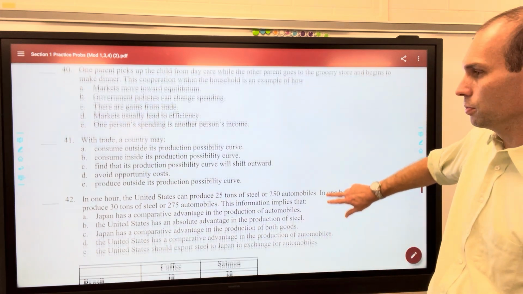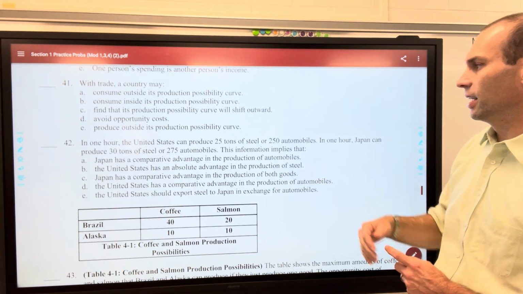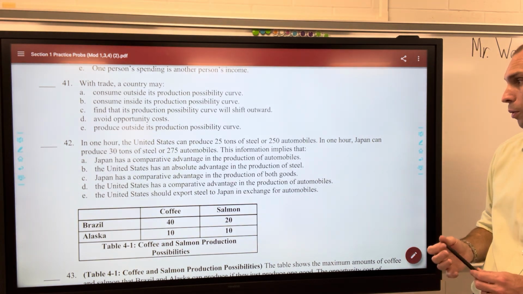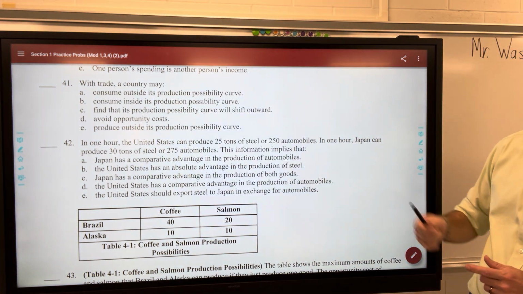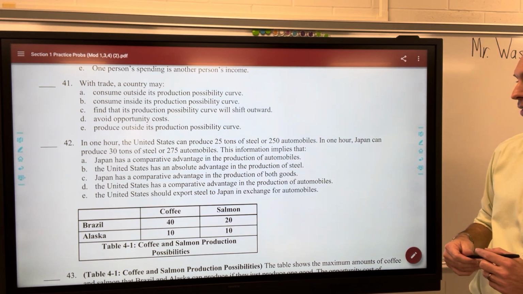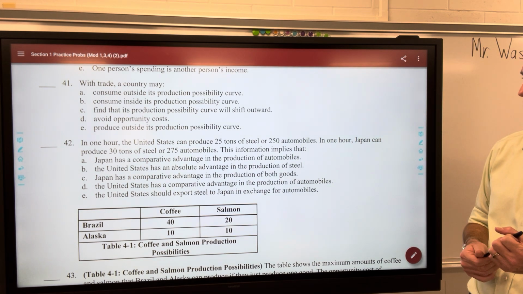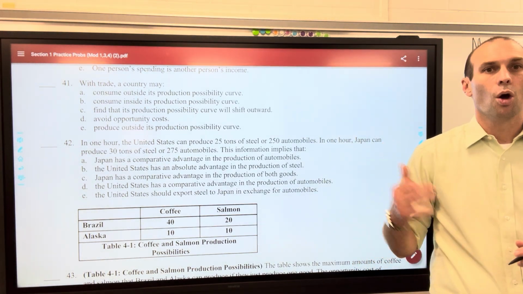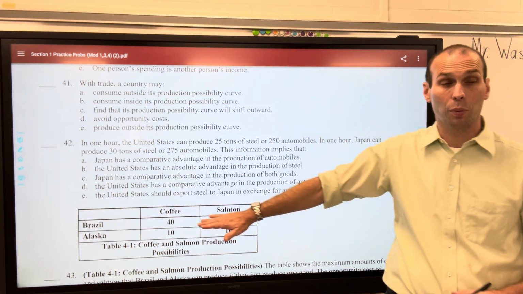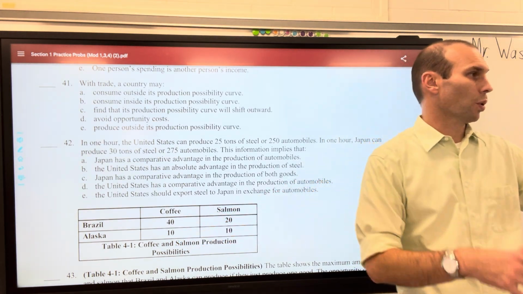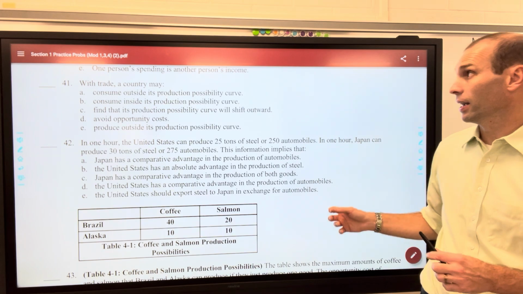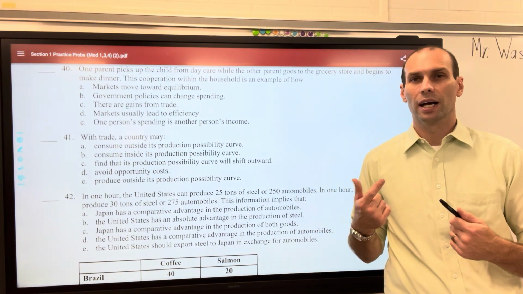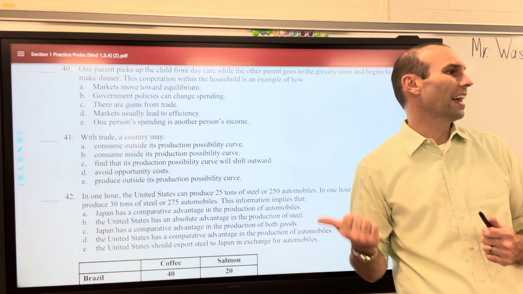Let's move on now to 42. In 1 hour, the United States can produce 25 tons of steel or 250 automobiles. In 1 hour, Japan can make 30 tons of steel and 275 automobiles. This information implies that, all right, absolute advantage and comparative advantage, okay? We're going to show examples with tables and examples with graphs. So I'm going to take a moment right now and cover both those concepts with everyone so that you can hopefully answer the rest of them better.